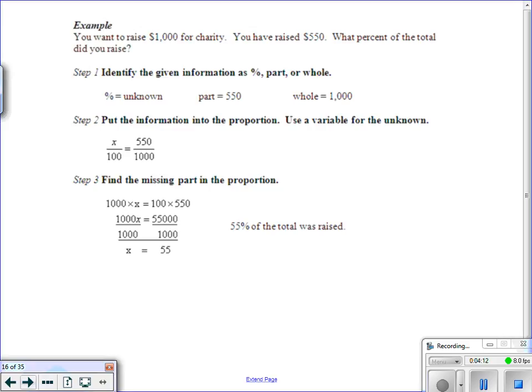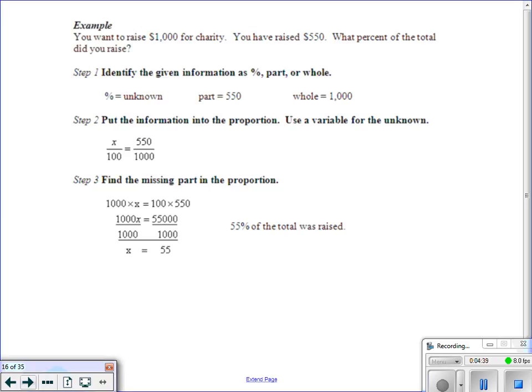Okay, next one, you want to raise $1,000 for charity. You have raised $550. What percent of the total did you raise? So again, in this one, we're looking for the percent. So that's what we don't know. We need to identify these three parts. We don't know the percent. We know the part is 550 because the whole amount is the 1,000. That's the whole amount we want to raise.